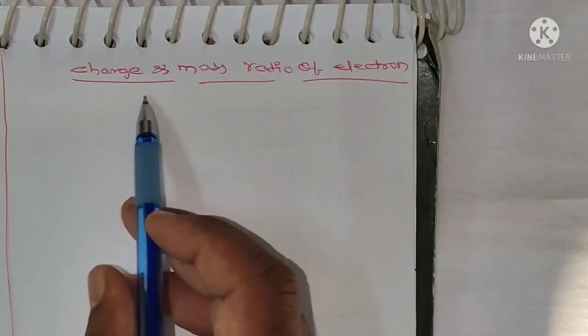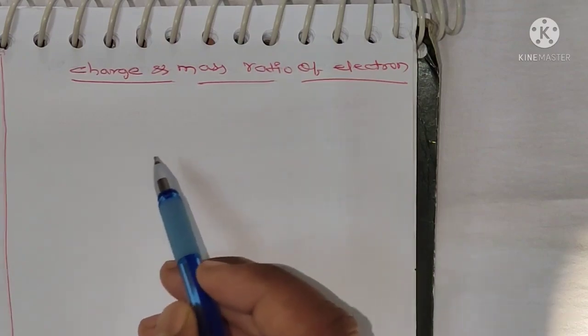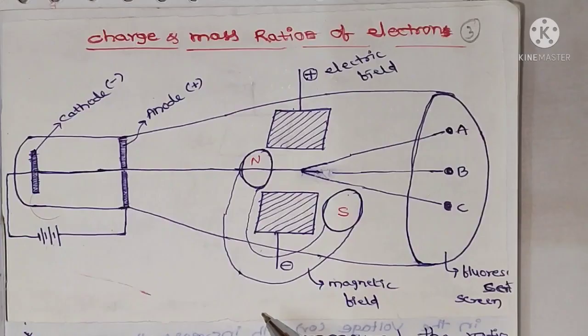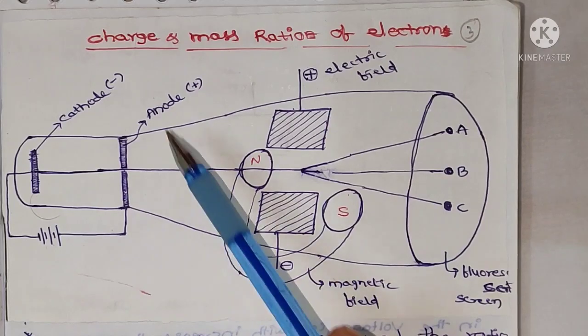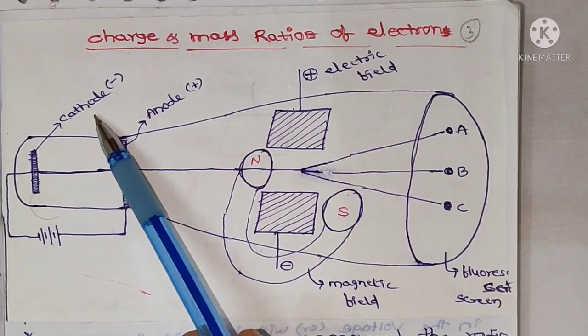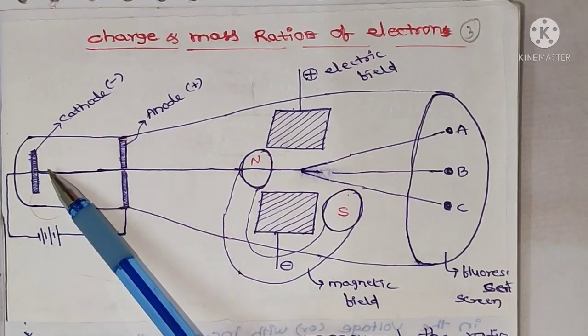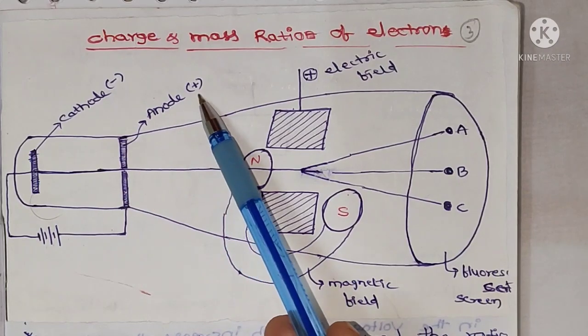Next one, charge and mass ratio of electron. Let me take one diagram. So this is the diagram for measuring the charge and mass ratio of electron. Here this is the cathode, negative sign, and this is the anode, positive sign.